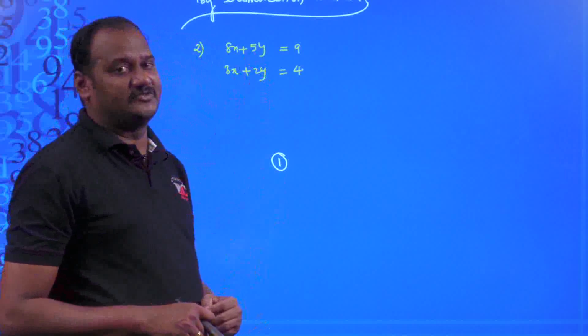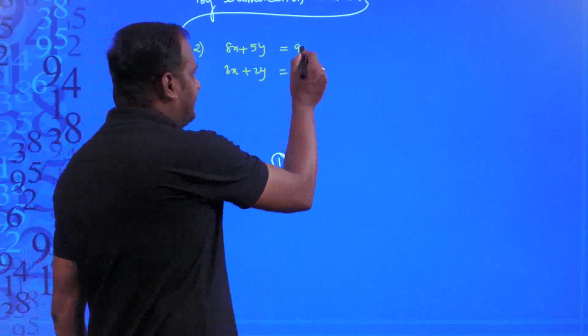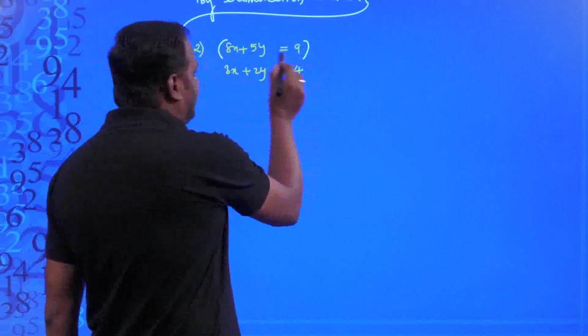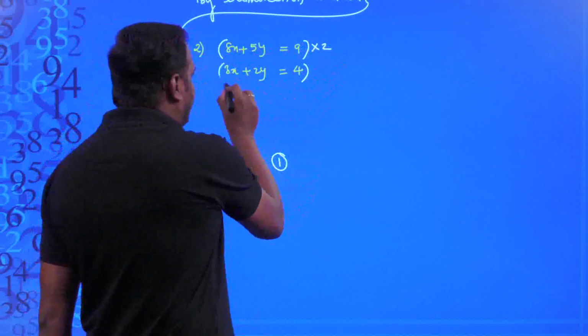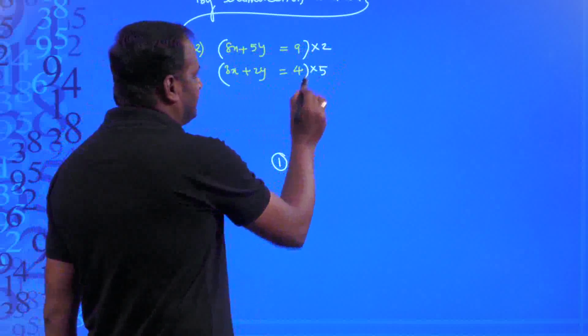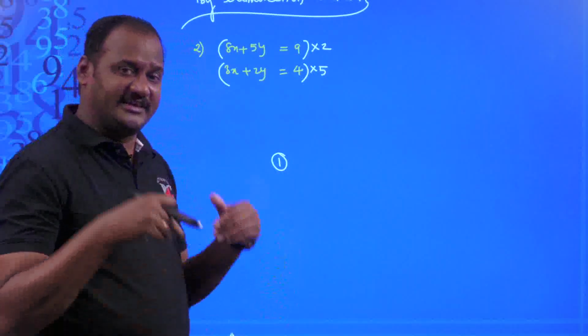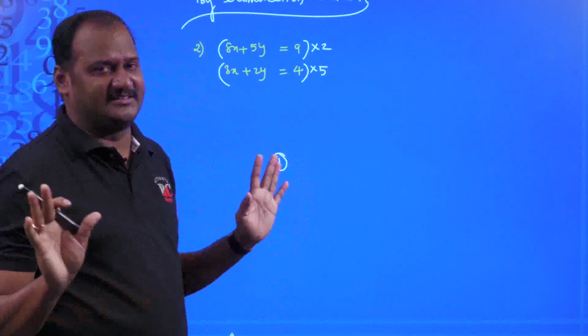So, you can make 5 and 2 as 10. To make 5 and 2 as 10, you need to multiply this equation by 2 and this equation by 5, right. We are thinking about LCM, HCF, so many things, but it is not required.